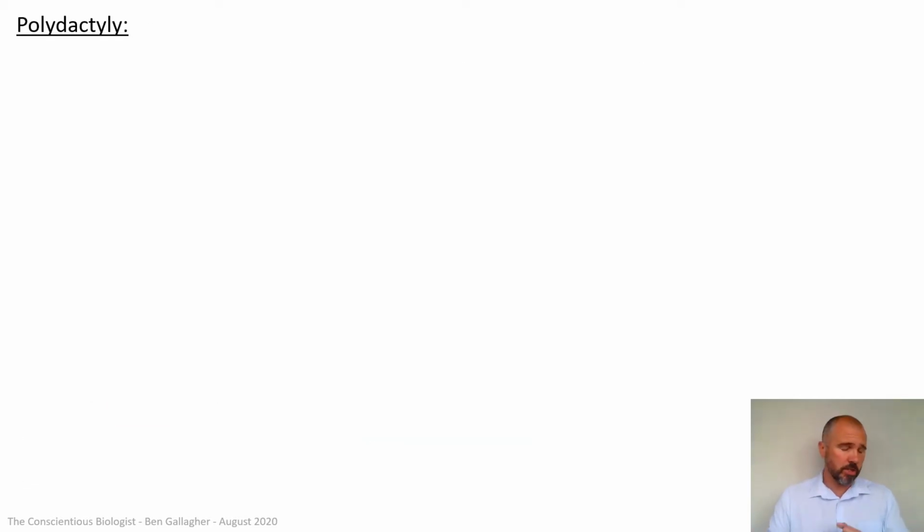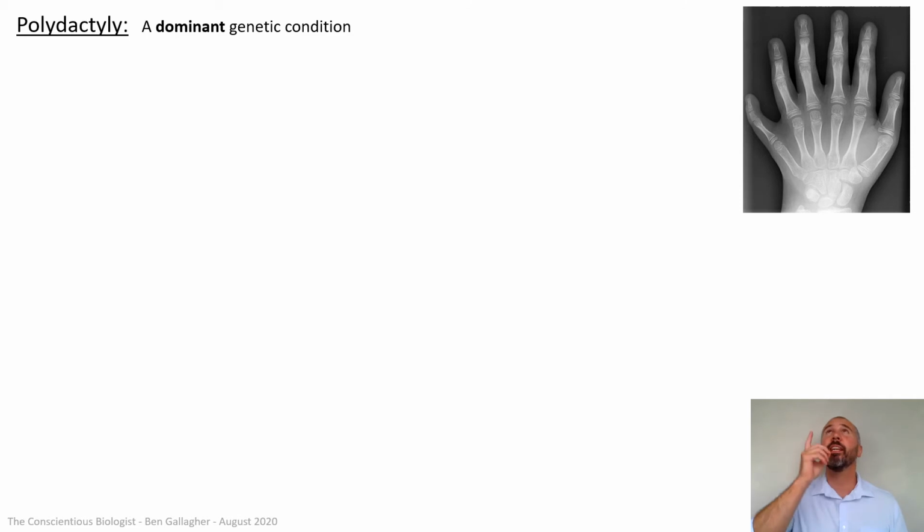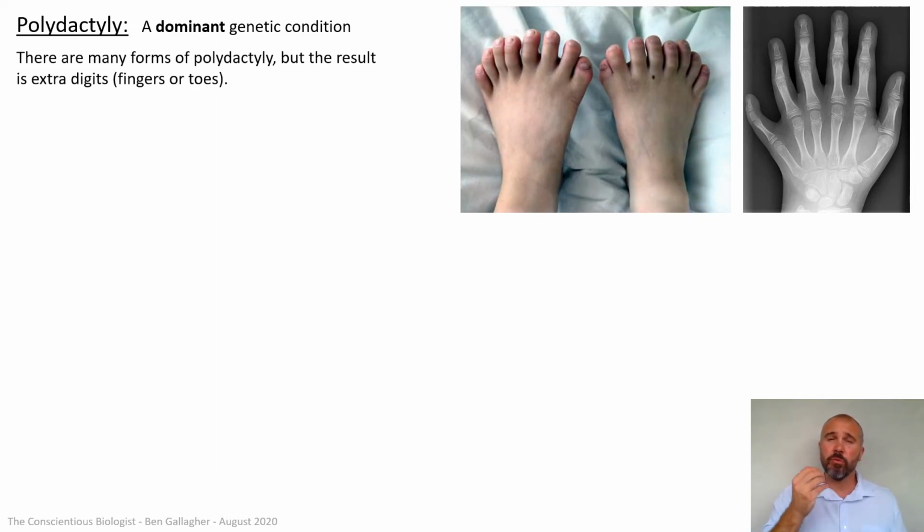Okay, next example that's specifically on your course and you need to know this is this one. It's called Polydactyly. This is a dominant genetic condition. Have a look at the picture above me and see what's wrong. Got an extra finger. Okay, Polydactyly, there's many forms of it, but the result is extra digits. Those could be fingers or toes. The picture there up above me, that's quite an extreme example, loads of extra toes. But Polydactyly is just extra digits that's formed.